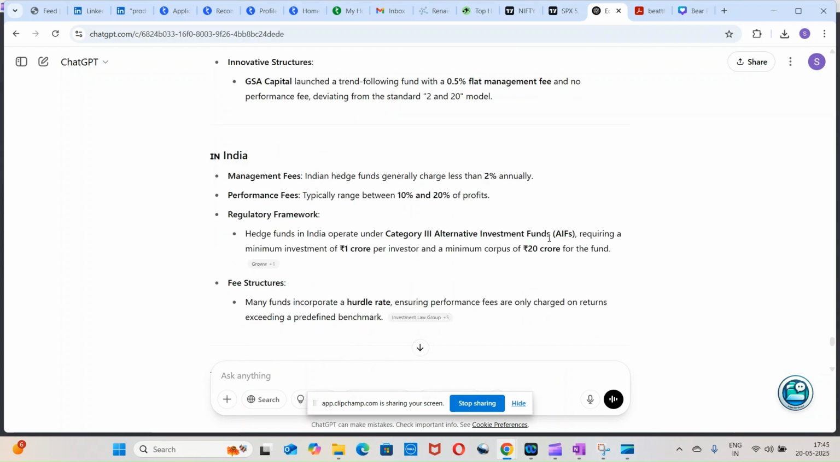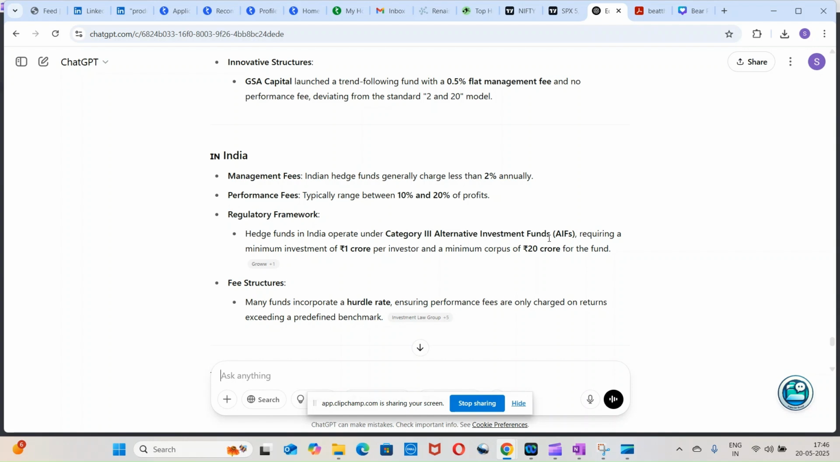In India, the management fee is again 2% annually. Performance fee is between 10 to 20% of the profits. Regulatory frameworks in India categorize hedge funds as Category 3 alternative investment funds, requiring a minimum investment of 1 crore per investor and a minimum corpus of 20 crore for the fund. But yeah, you get a lot of flexibility in terms of operation. You could do short trading, you could do long equities trading, you could do derivatives and futures trading, everything you could do, and very minimal supervision is there. And you can even trade international markets. But yeah, this is the framework.